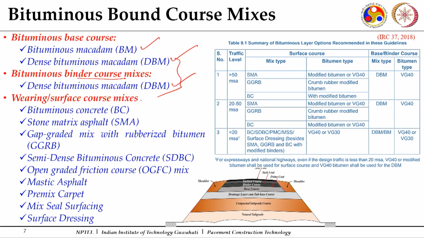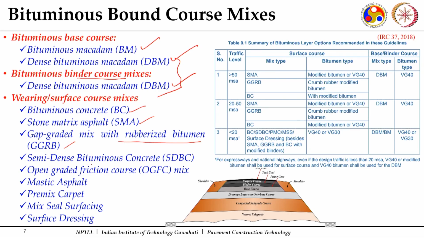Now when it comes to the top course, your surface course, there is a good option of mixes available. These mixes serve various different kinds of purposes and are suitable for different situations. We will discuss some of the important mixes in the upcoming slides. The first one you can see is a bituminous concrete mix. Second is stone matrix asphalt. Third one is a gap graded mix with rubberized bitumen. This is a specific type of bitumen.